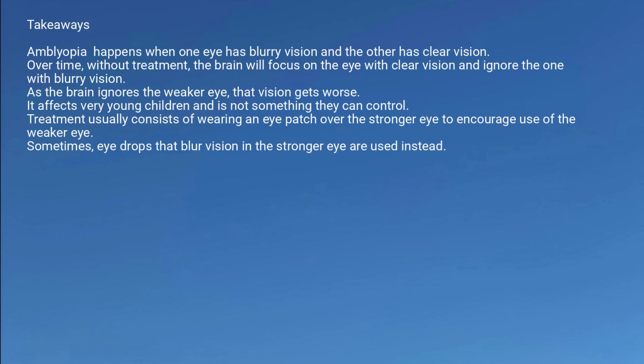Takeaways. Amblyopia happens when one eye has blurry vision and the other has clear vision. Over time, without treatment, the brain will focus on the eye with clear vision and ignore the one with blurry vision. As the brain ignores the weaker eye, that vision gets worse. It affects very young children and is not something they can control. Treatment usually consists of wearing an eye patch over the stronger eye to encourage use of the weaker eye. Sometimes, eye drops that blur vision in the stronger eye are used instead.